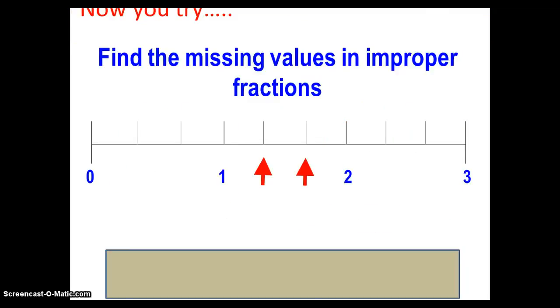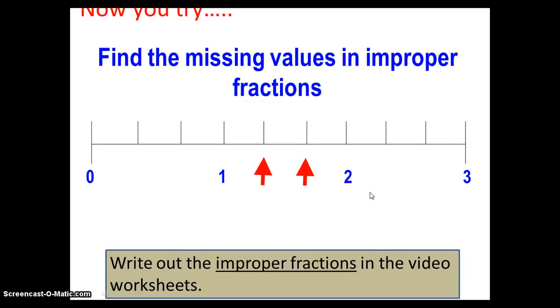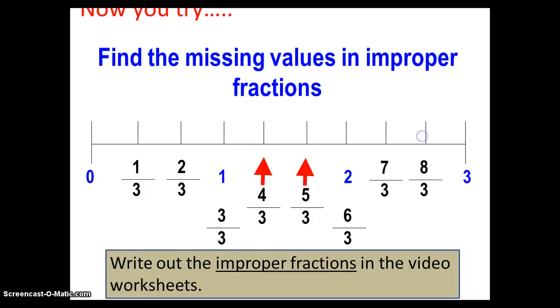Now it's your turn to try. Find the missing values in the improper fractions. Write out all these improper fractions in the video worksheets. You can pause the video. Have you gotten the following answers? The two arrows represent 4/3 and 5/3.